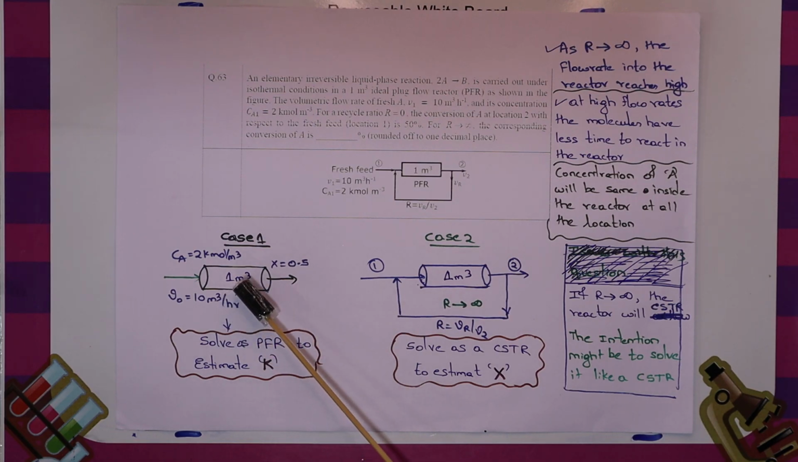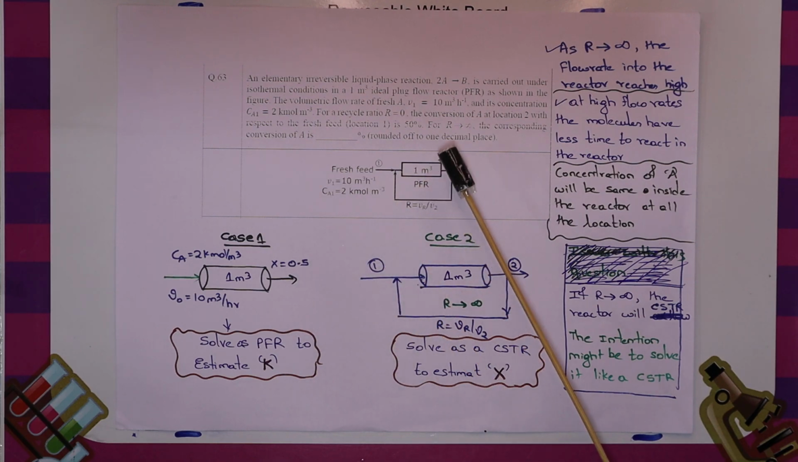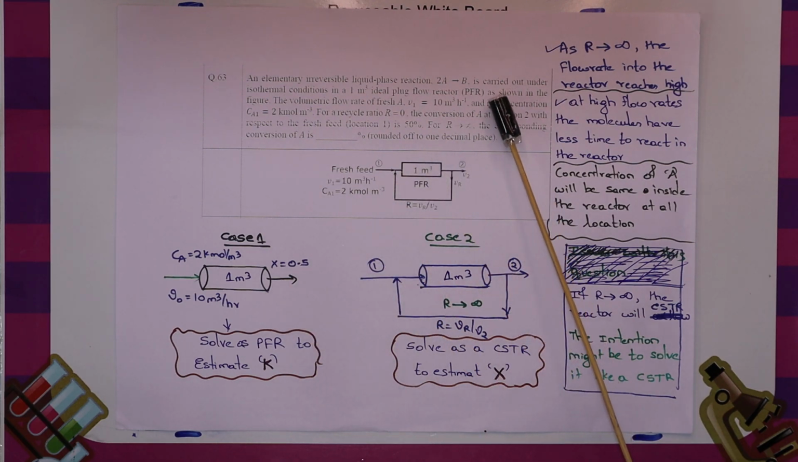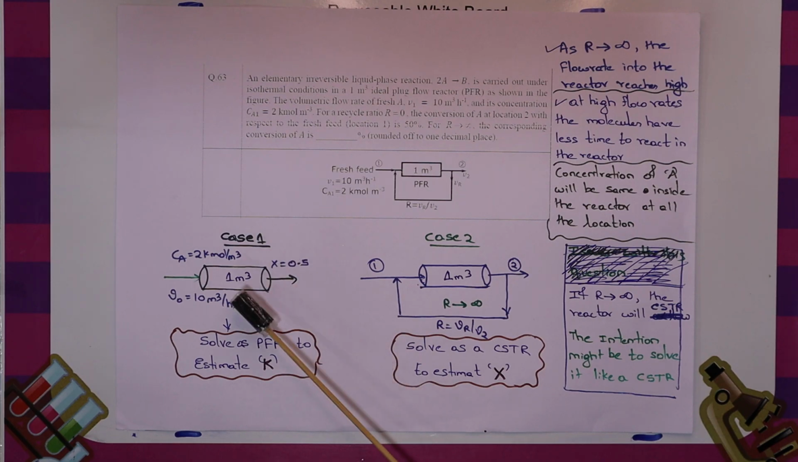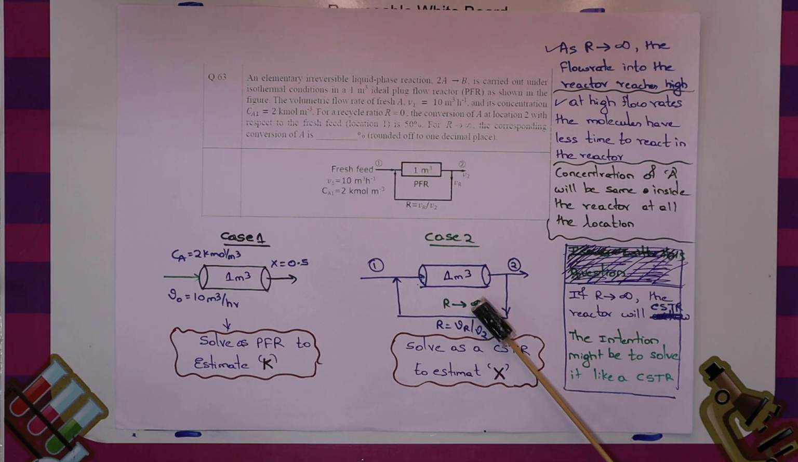So in the first information, all the information is given except the rate constant. That means using case 1, which is only PFR, get the value of k. In case 2, when r tends to infinite, what happens to the conversion in case 2?